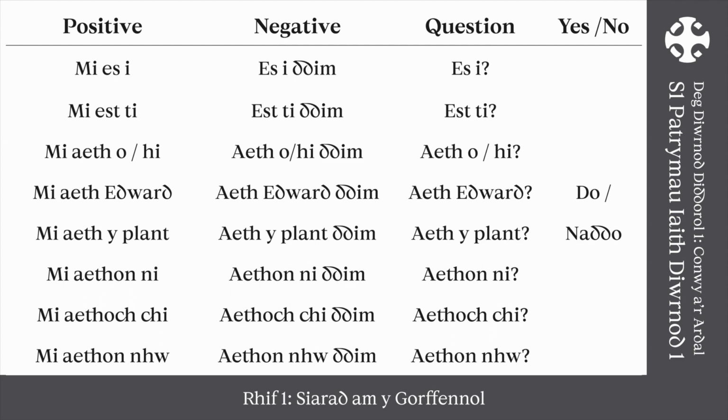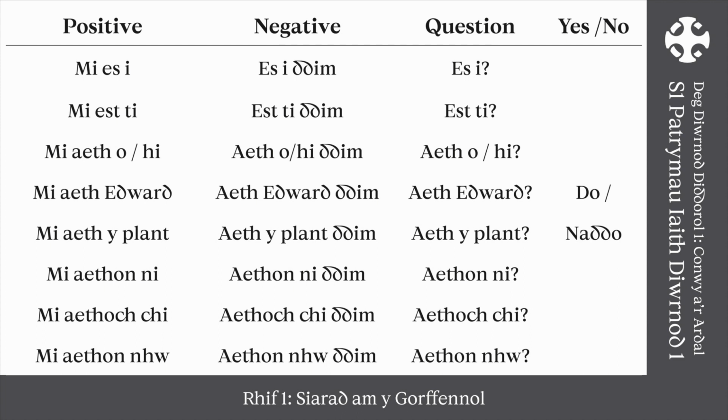Mynd in the past tense. I went. You went. Mi es i. Mi es ti. Mi aeth o. Mi aeth hi. Mi aeth Edward. Mi aeth y plant. Mi aethon ni. Mi aethoch chi. Mi aethon nhw.